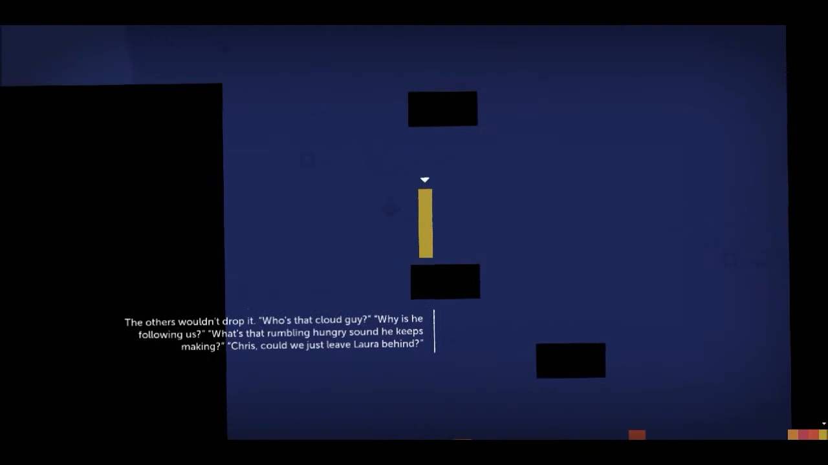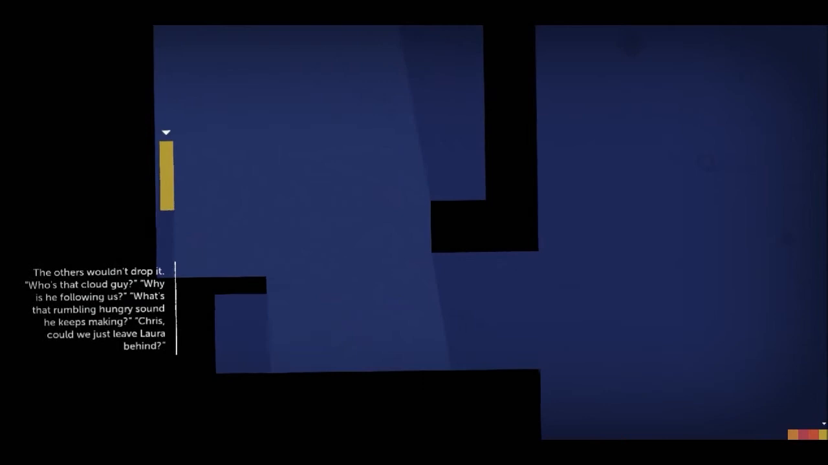This would not do. John needed room to show off his exceptional skills. As it was, he was trapped on the wrong side of these little dot things. Where did they come from, anyway? The others wouldn't drop it. Who's that cloud guy? Why is he following us? What's that rumbling, hungry sound he keeps making? Chris, can we just leave Laura behind?